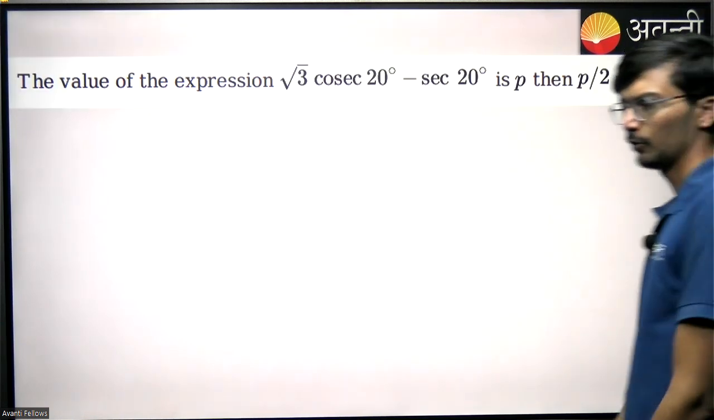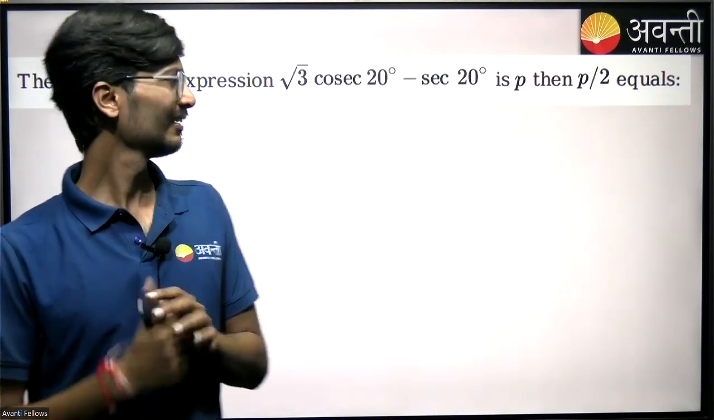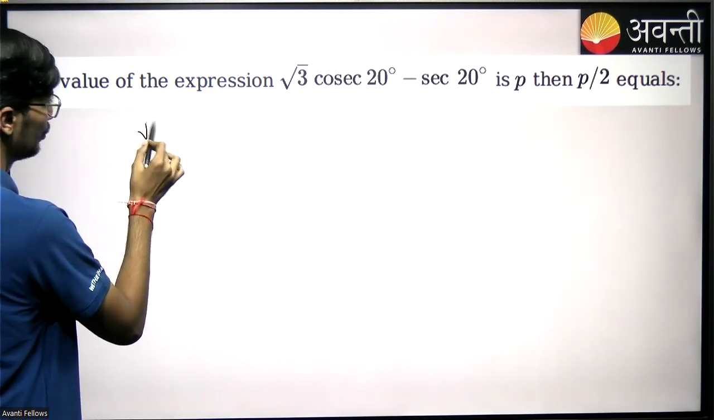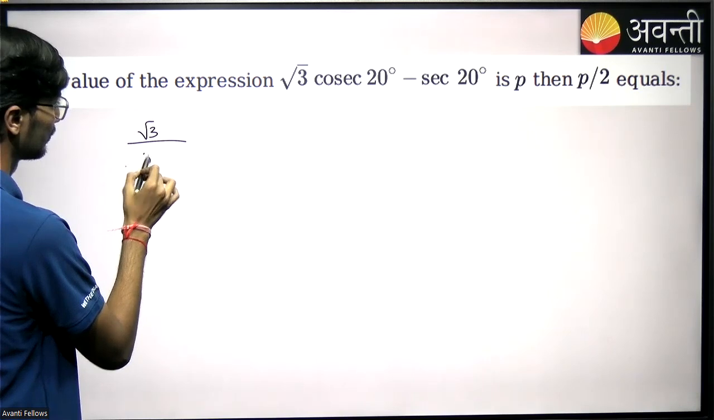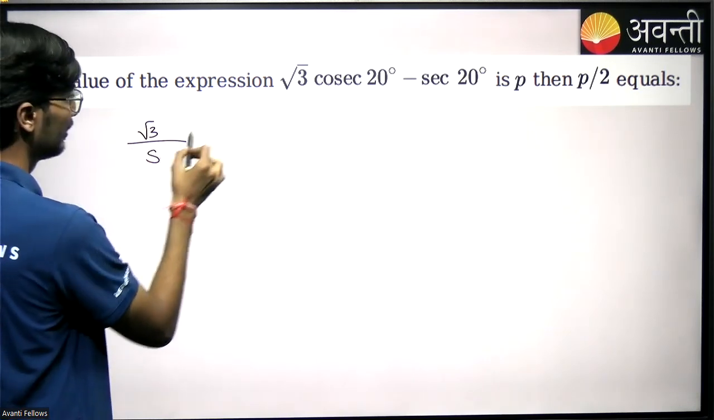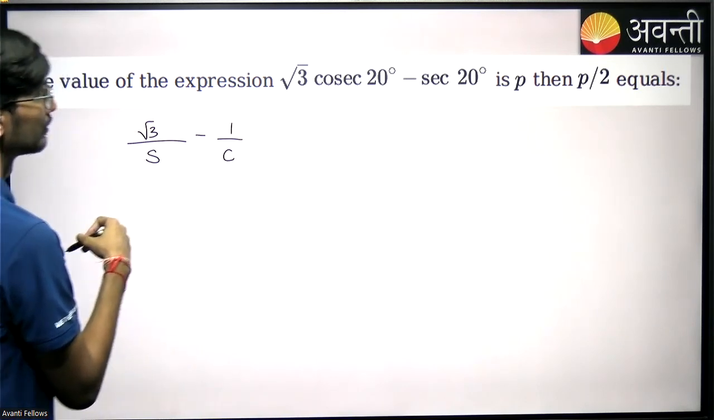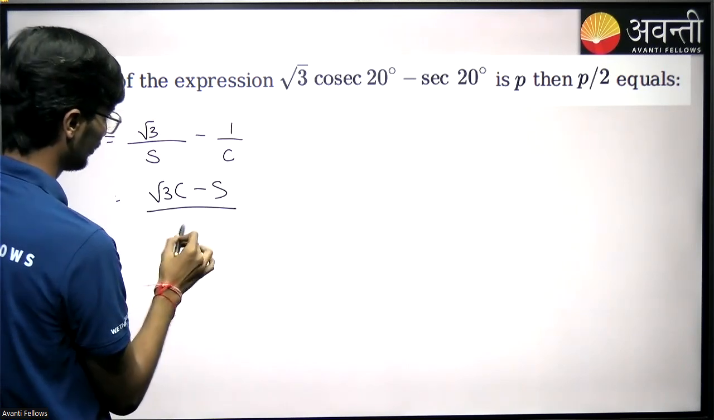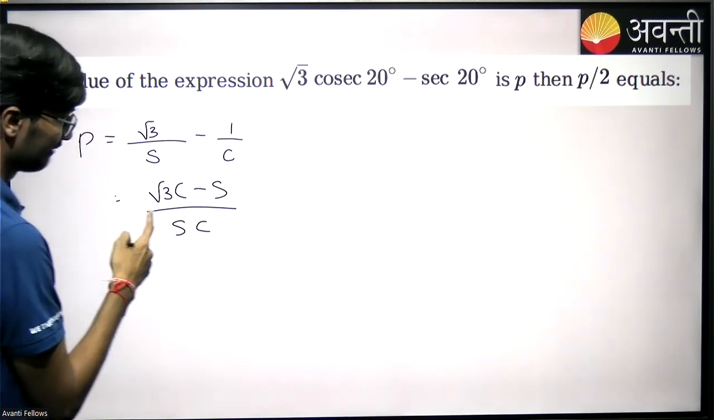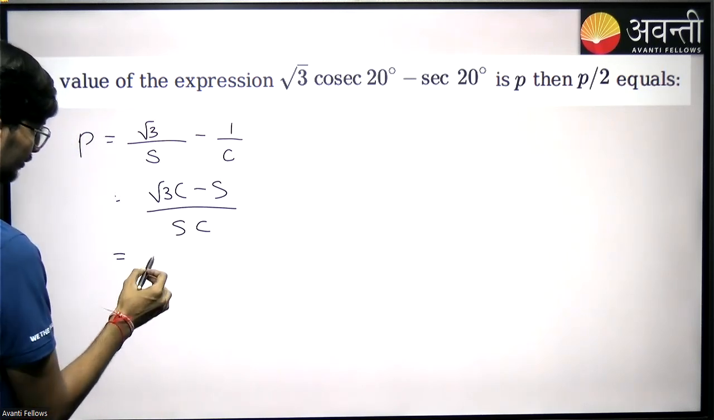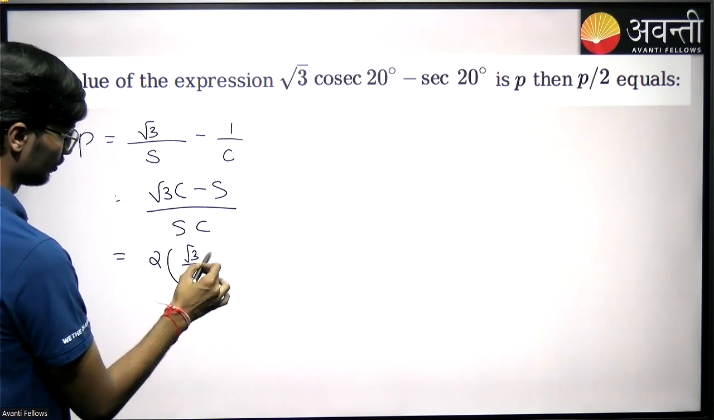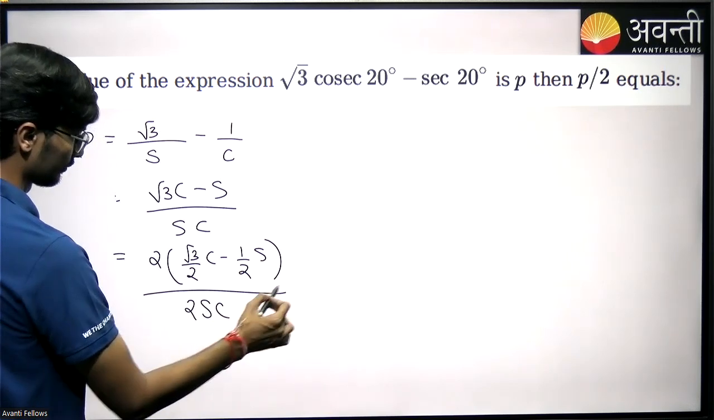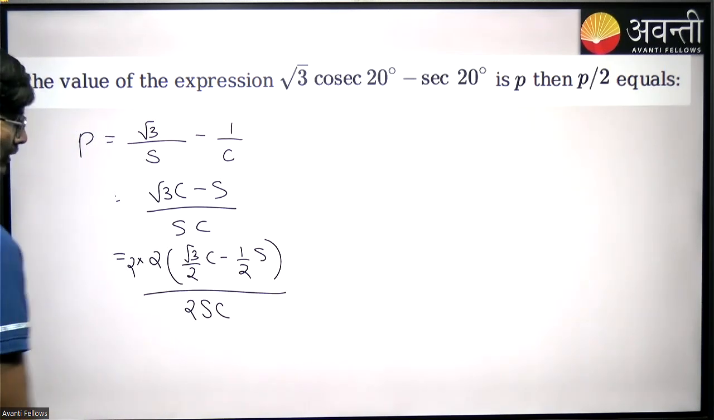Yeah, the value of expression. I hope you are tired of doing this question. I think it was asked two AIETs before also, right? Let's see. So I'll get root 3 upon, let's convert into sine and cos. Root 3 upon sine minus 1 upon cos is P. So root 3 cos minus sine upon sine cos. So here we'll multiply and divide by 2. Right? So I'll get 2 into root 3 by 2 cos minus 1 by 2 sine upon, let's say, 2 sine cos into 2. Correct?